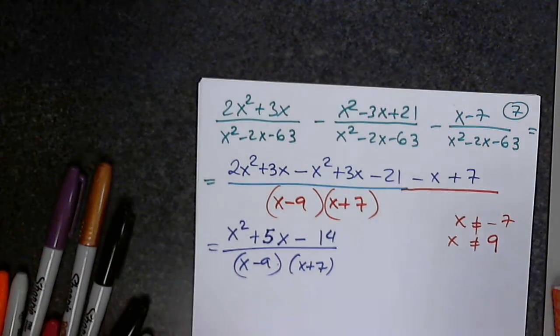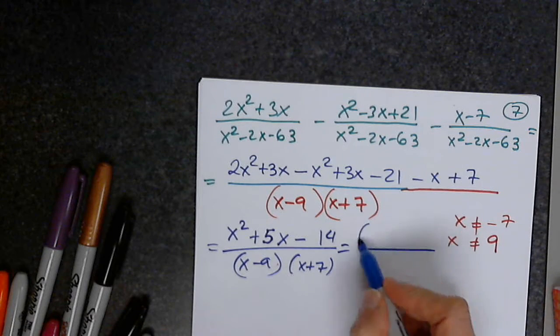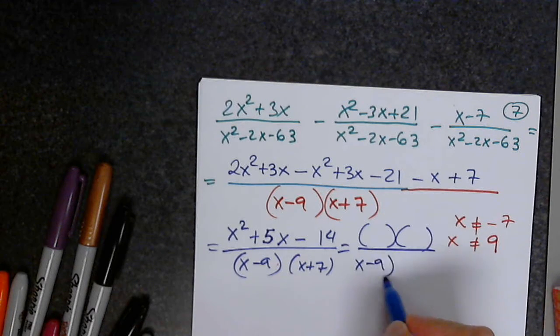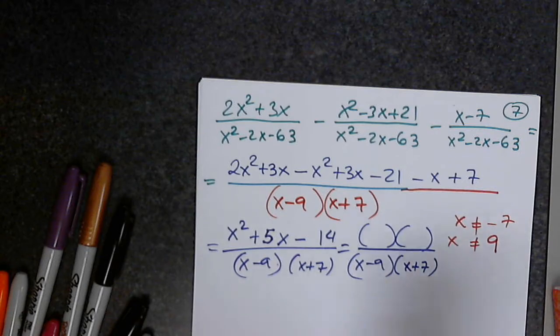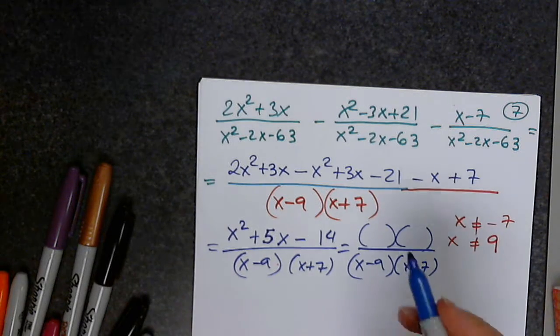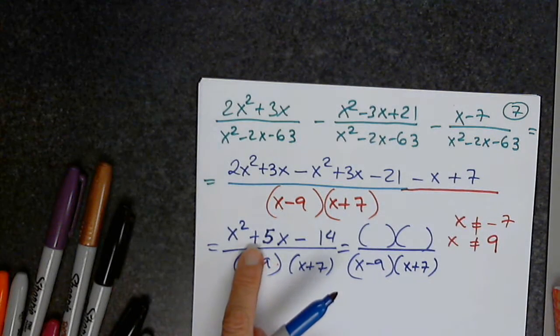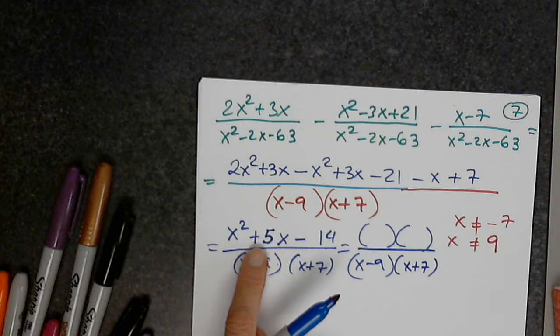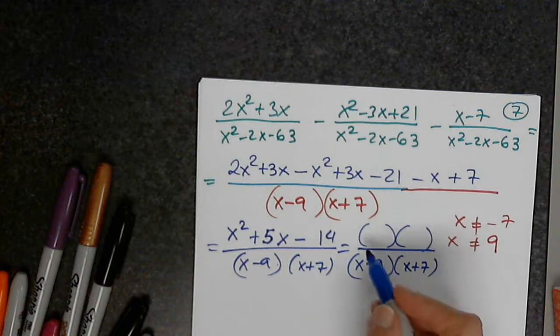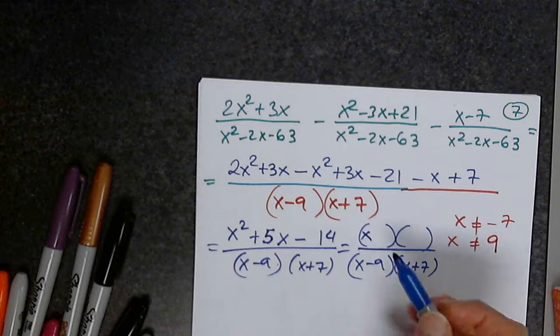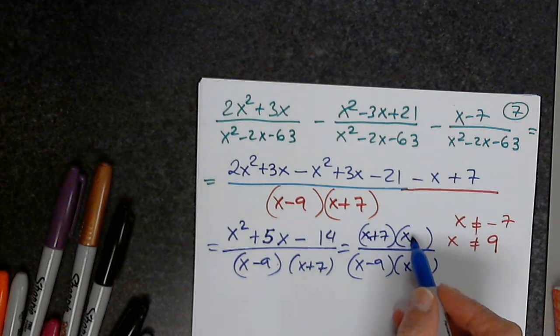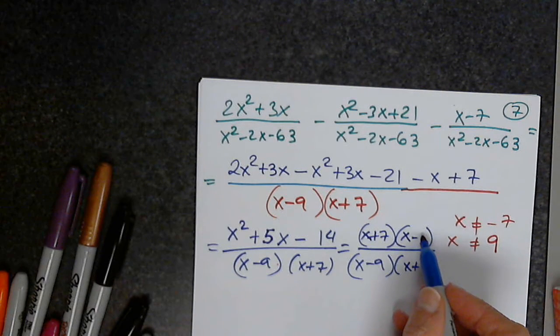So, can the top be factored? How? If it's minus, then this will be minus. Oh, right. So x plus 7, x minus 2. Perfect.